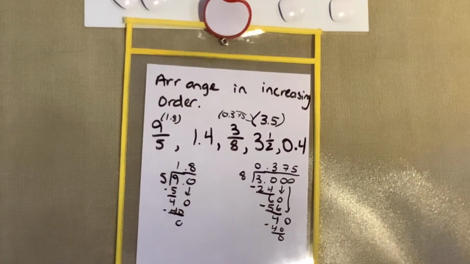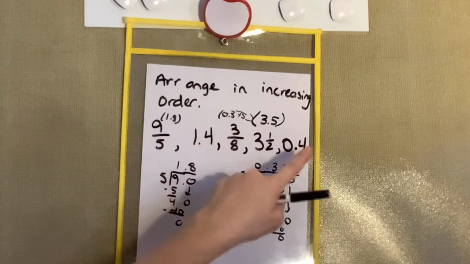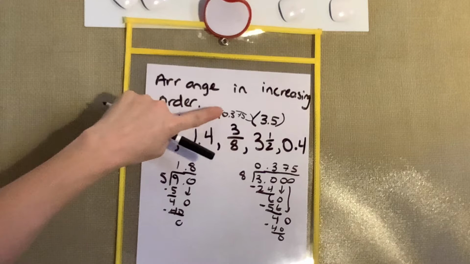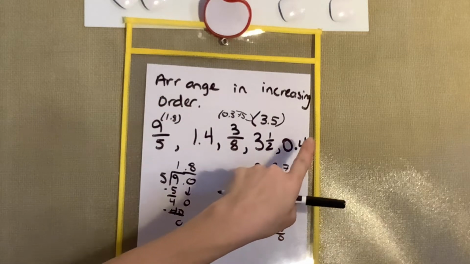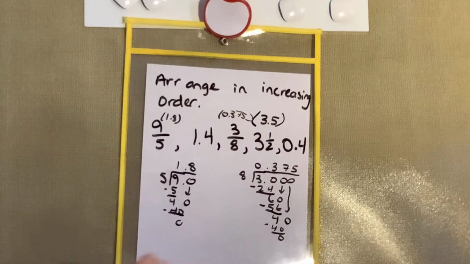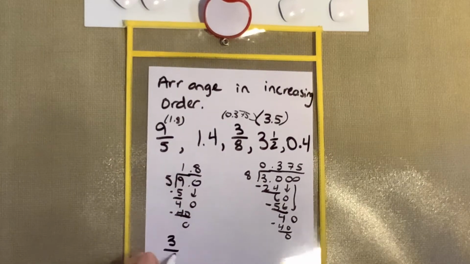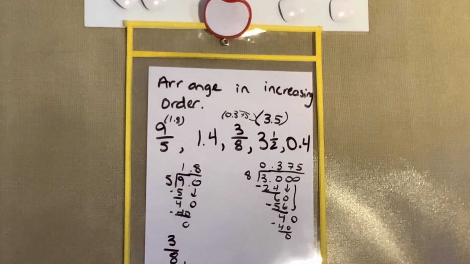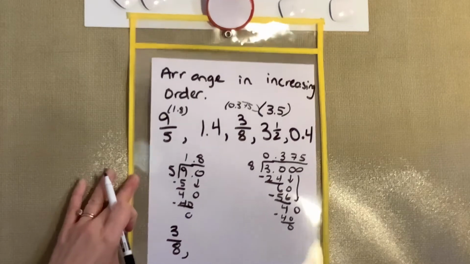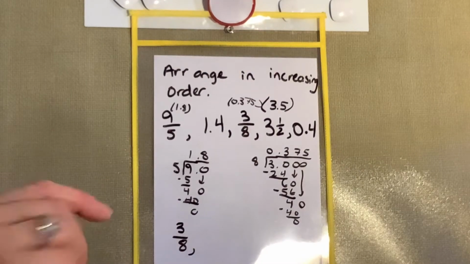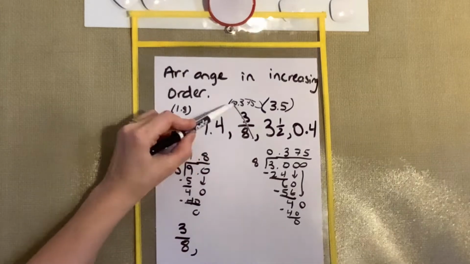So now we should be able to put it in increasing order. I would focus on our whole numbers first. Our smallest whole number in this case is 0. So we have 2 that are equal to 0: 0.3 something and 0.4. Which one's smaller? Our 0.3. But remember, we don't want to write 0.3, we want to write our fraction. So we start with 3 eighths. There you go. Okay, so now we've done that one.